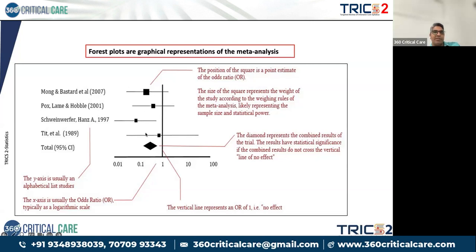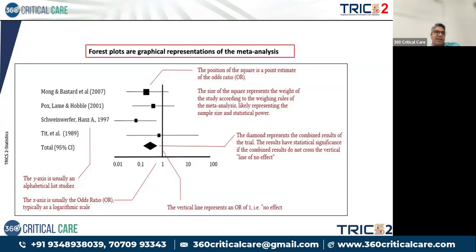So whether it is in this case where the odds ratio is around 0.1, or whether it is far away, 0.01 or like that, the position of the square is the estimate of the odds ratio. The size of the square we talked about is the weight of the study according to the weightage rule in the meta-analysis. Usually it represents the sample size and statistical power of the study. Again, the x-axis is the odds ratio, and the y-axis is the different studies, which are usually put in an alphabetical manner. So they can ask you about a forest plot and ask you to explain the parts of a forest plot.